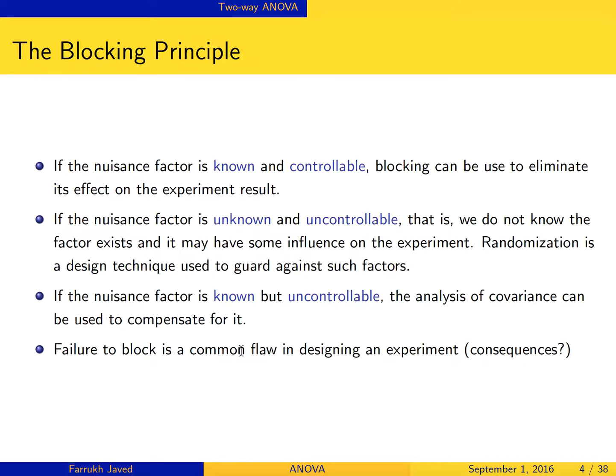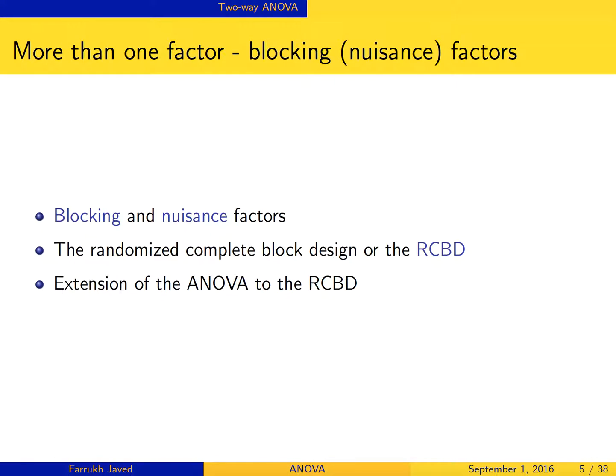And failure to block is a common flaw in designing an experiment. We should be familiar with what kind of factors we need to block, and accordingly we can pick strategies or methods. So, blocking and nuisance factors. The randomized complete block design, or RCBD, is the famous design or method which we use for blocking. You don't need to think too much about the terminologies, but those of you who are interested in learning quantitative methods in detail may get in touch with those methods. If you Google them, you will find more details.